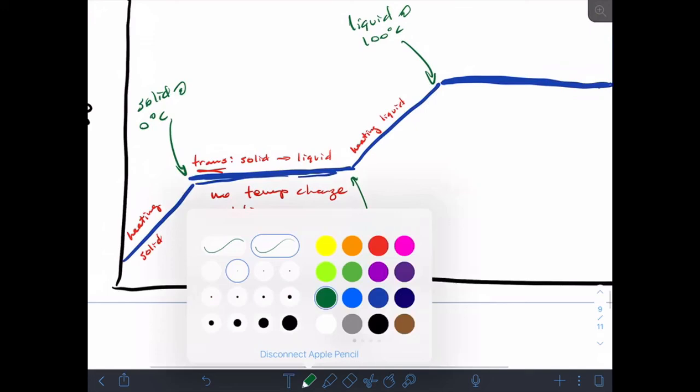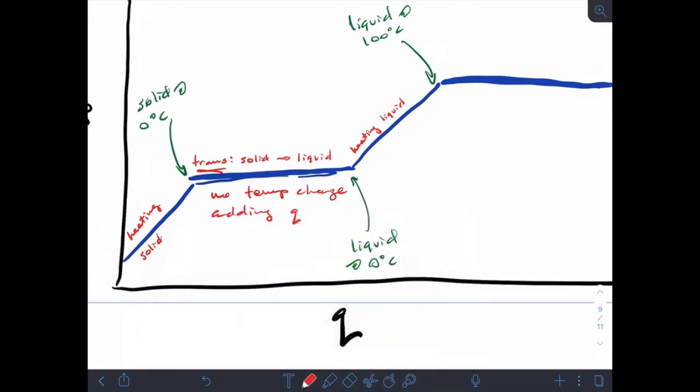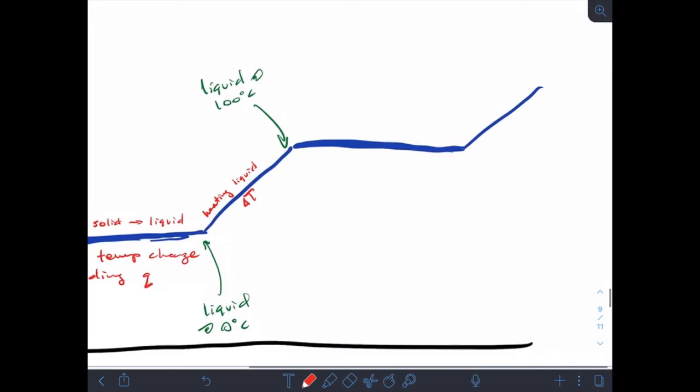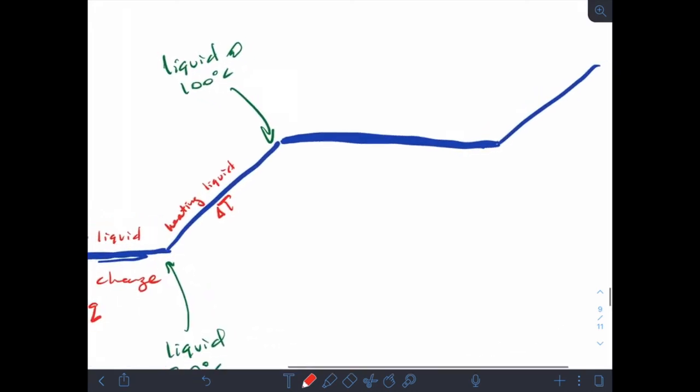All right, let's come back and let's talk about some of these things. So heating the solid, we have a delta T down here, right? And heating the liquid, we also have a delta T. Okay, and then once I get to the 100 degrees C, I'm back to doing another transition. Liquid to gas. No delta T here.